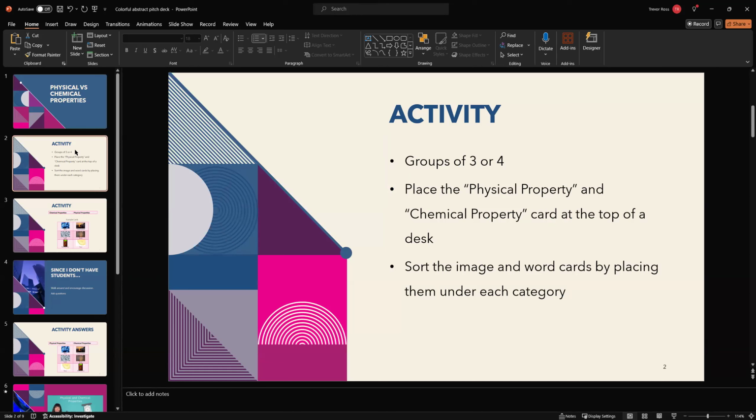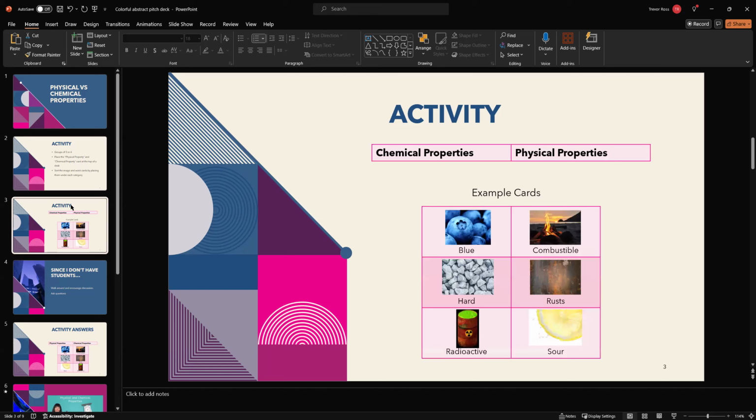We'll talk about that again on the next slide, just so you have an example. I'm passing them out right now, so once you get into your groups, you'll be able to start putting those at the top of the desk so that you can all see. What you're going to do then, with these extra cards I'm about to give you, is sort the image and word cards into each category. So you'll be able to see what I mean here on this next slide.